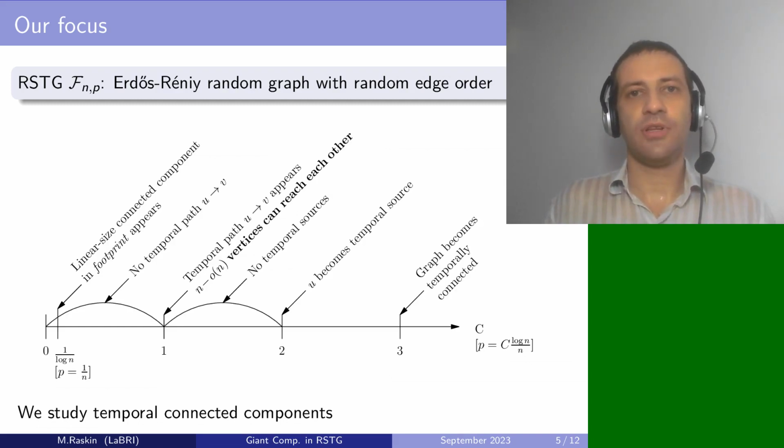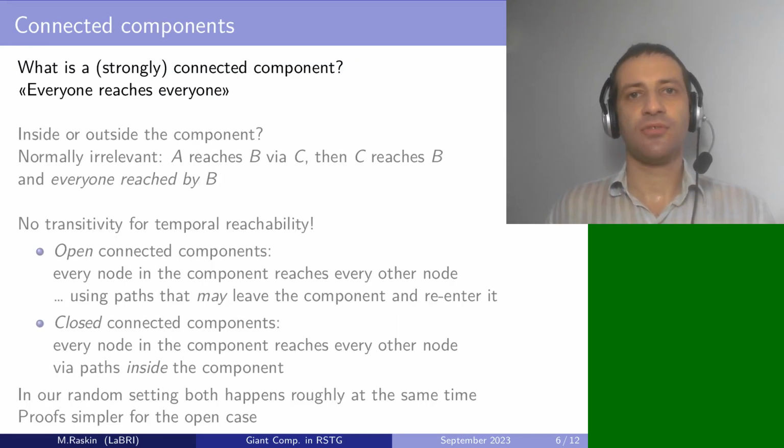So overall, if we merge together the timeline for connectivity and put the connected component on this timeline, we get a picture like that. So how do we define formally a connected component? Obviously, the intuition is that every vertex in the connected component can reach every other vertex there.